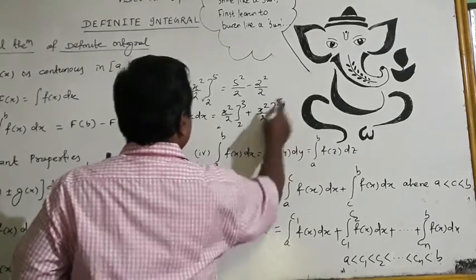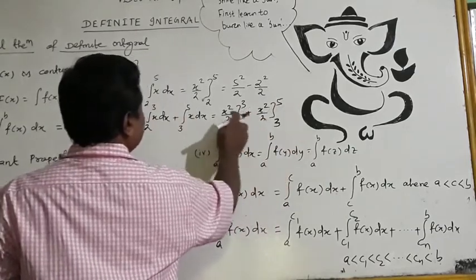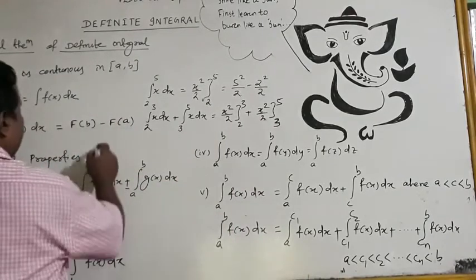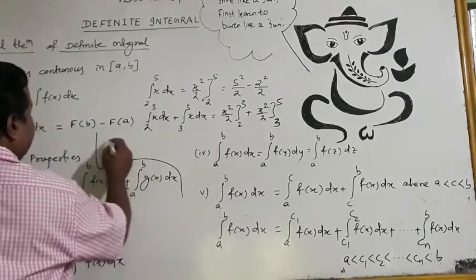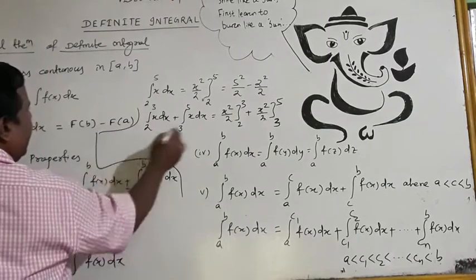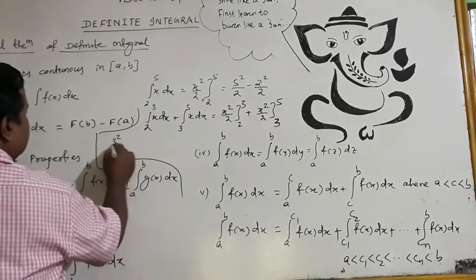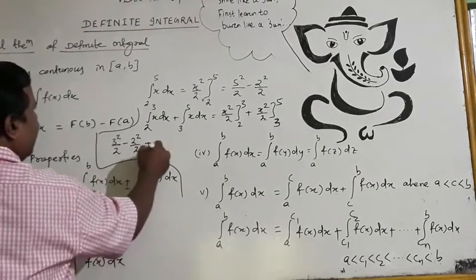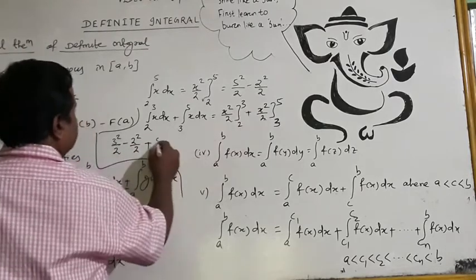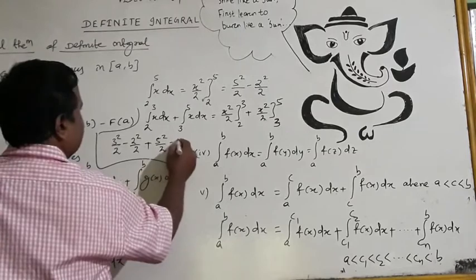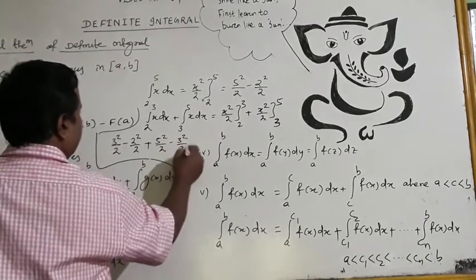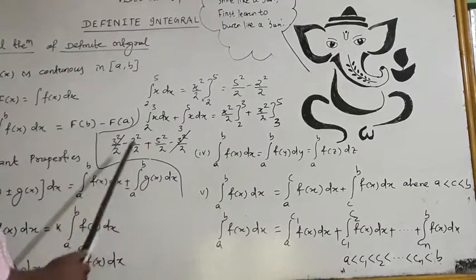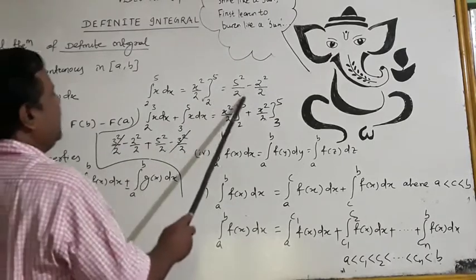If we integrate this from 2 to 3, it will give you the result, what? I am doing it here. It is 3 square by 2 minus 2 square by 2, and again that is 5 square by 2 minus 3 square by 2, they will cancel. It becomes 5 square by 2 minus 2 square by 2.